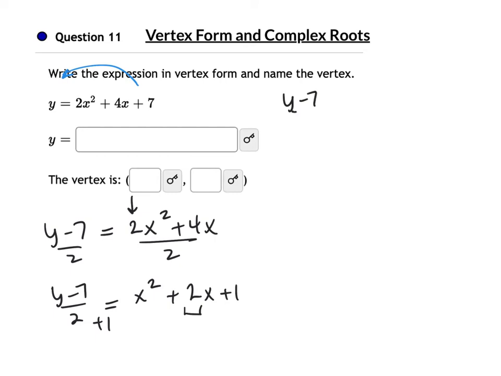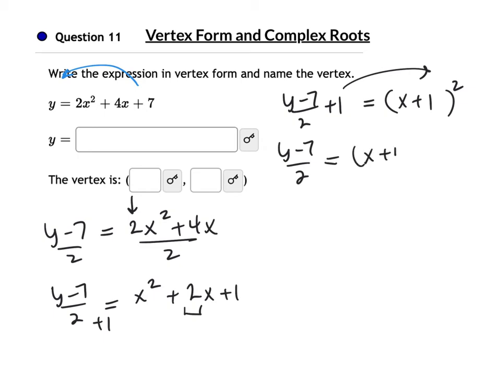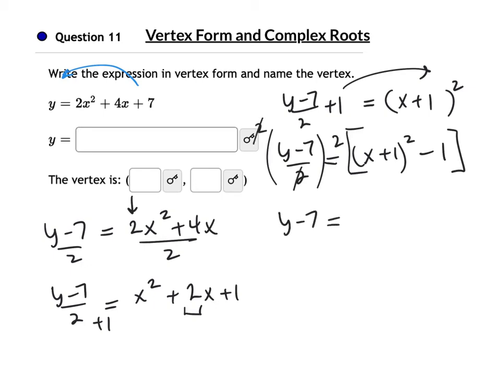We have y minus 7 over 2 plus 1 equals, this is a perfect square. It's x plus 1 times x plus 1. Move everything back. Move the 1 back. Y minus 7 over 2 equals, subtract that 1, x plus 1 squared minus 1. To undo that division by 2, I'll multiply both sides by 2. Y minus 7 equals, don't distribute the 2 through the parentheses. You can't do that because x plus 1 is squared. The exponent would have to come first. 2 times x plus 1 squared minus 2.